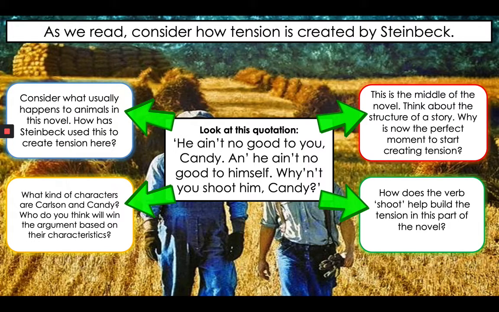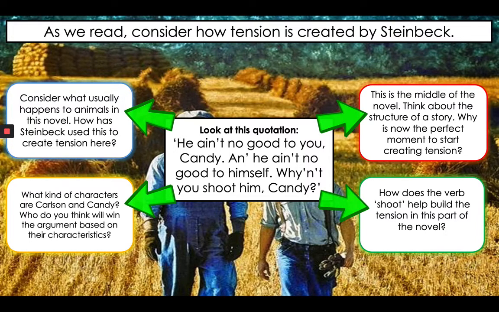So the second point there is, what kind of characters are Carlson and Candy, and who do you think will win the argument based on their characteristics? So we already know that Candy is one of the men with the lowest status on the ranch. Because he's lost his hand, he is no longer able to work properly, and he's the swamper. He does the cleaning up after everybody else, and he talks about this a bit later on in chapter 3, which you'll remember from reading. Candy's social standing means that he's probably unlikely to win this argument. Because Carlson is more highly regarded within the bunkhouse, everyone else is probably going to side with him.